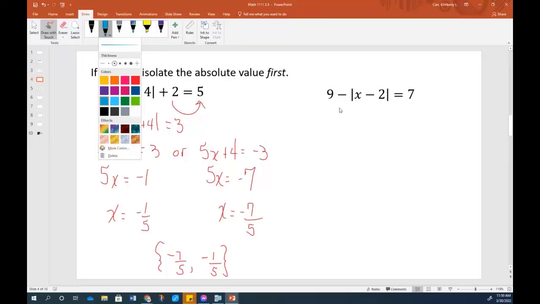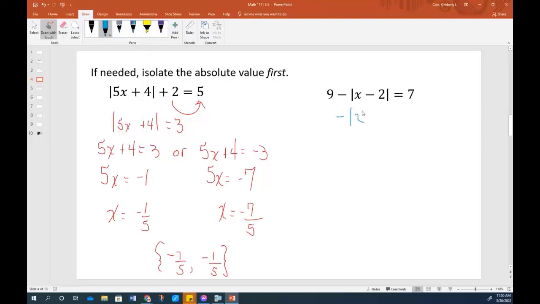Here, if I subtract 9 from both sides, then divide both sides by -1 to get rid of that negative that's in front of my absolute value. Now I'm ready to do the same thing we were doing. It's either as written or the expression is equal to the opposite of what it said.